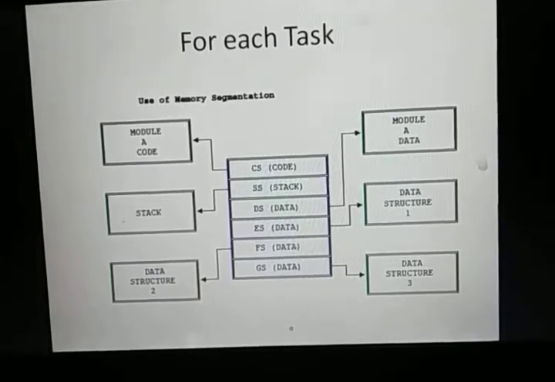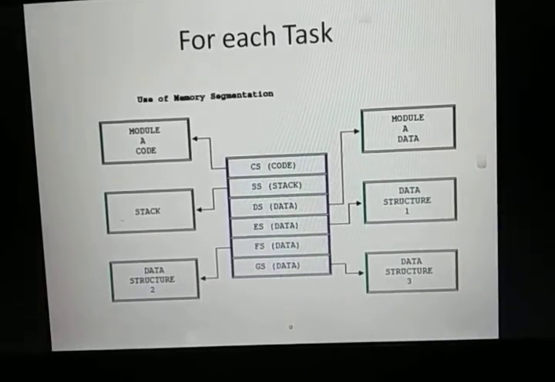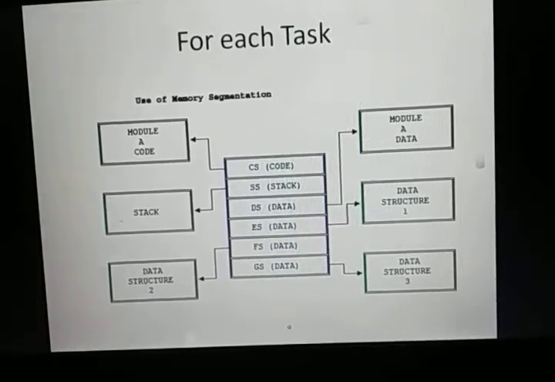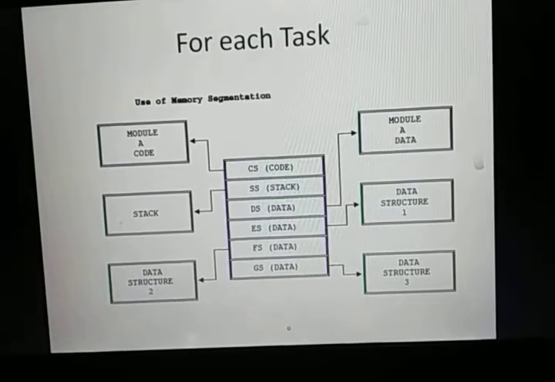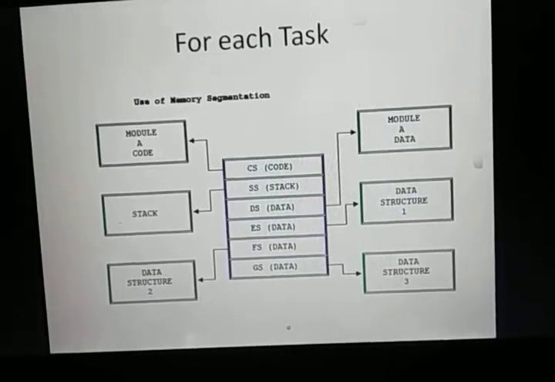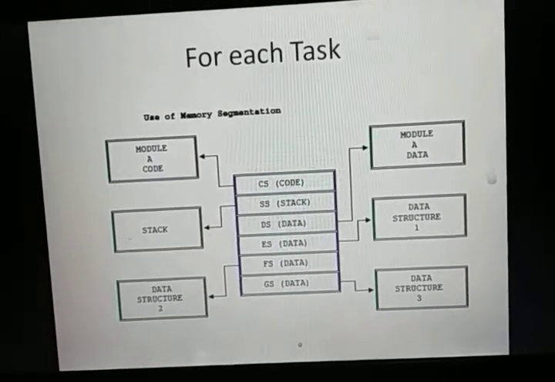The stack segment and data segment contain information related to data. The code segment contains information related to the currently executing task. The stack segment again contains information related to the currently executing process and contains the address. FS and GS also contain information about the data.